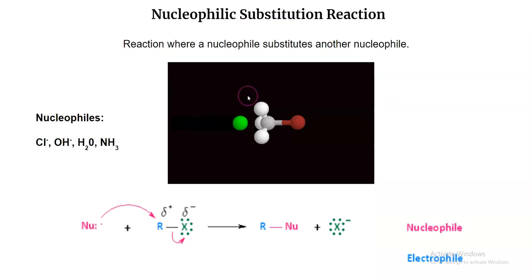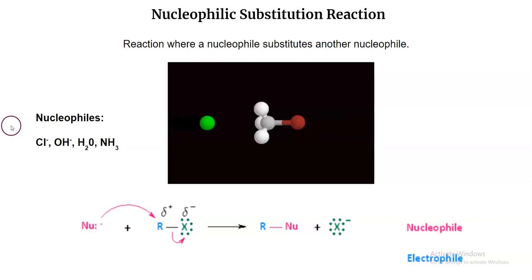The first part, just look at the name itself. There's nucleophile and there's substitution. So it's pretty clear by the name itself. A reaction where a nucleophile substitutes another nucleophile, that's a nucleophilic substitution reaction. So if you have to describe a nucleophilic substitution reaction to a friend or to your juniors in a sentence using few words, you would say a reaction where a nucleophile substitutes another nucleophile, that's a nucleophilic substitution reaction.